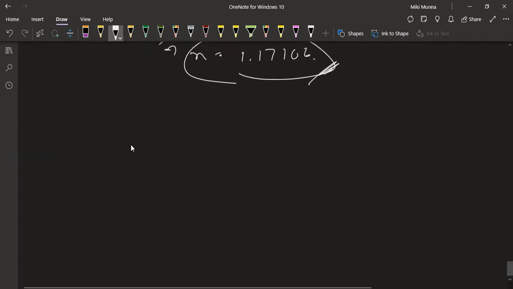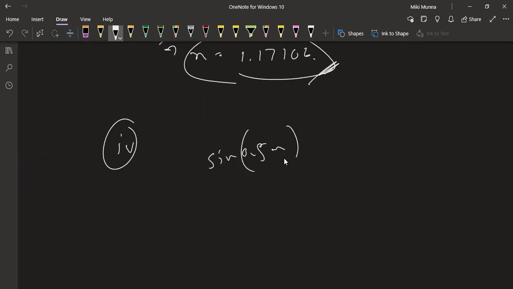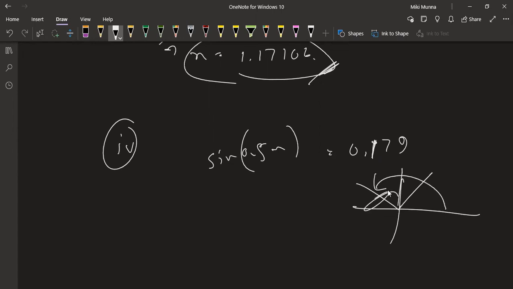Now let's do the next one so that it becomes clear for you. Here it says sine 0.5x, or half x, equals 0.179, where tan is negative. Sine is positive in these two places, tan is negative in this place. That means only this part is going to be considered. So 0.5x equals sine inverse of 0.179. With that, we need to consider that this is what?